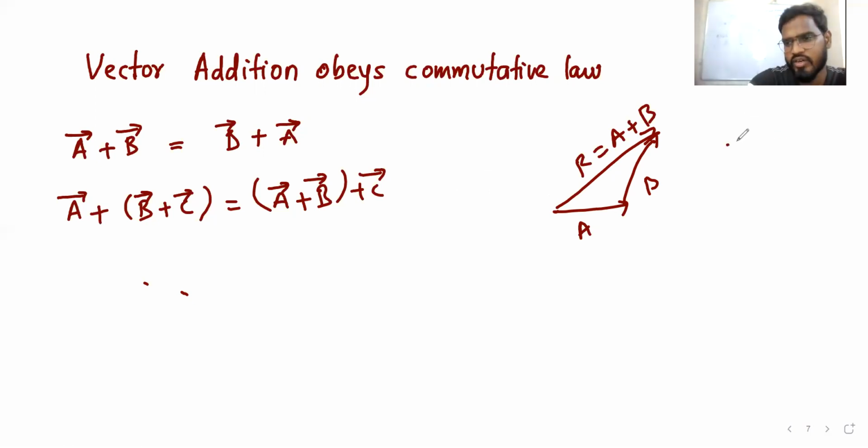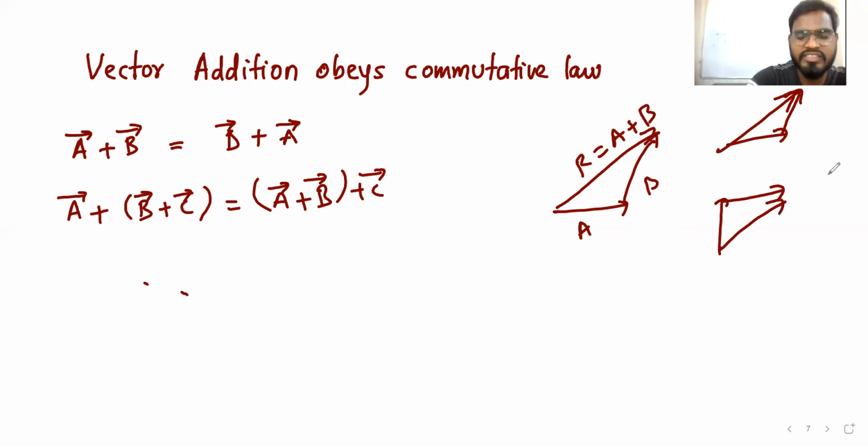So this triangle you got, right? Now if you consider B plus A, which triangle will you get? Ultimately the same thing, right? So we can say this is R, again B plus A. So A plus B is equal to B plus A. This we can use.